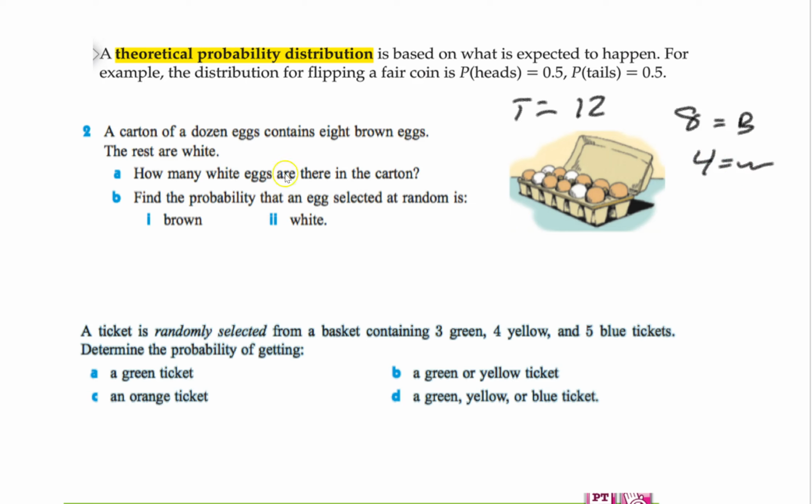So 4. I did the math. How many white eggs are in the carton? 4. 12 minus 8 is 4. Find the probability that an egg selected at random is brown. So you go, okay, 1 over total.